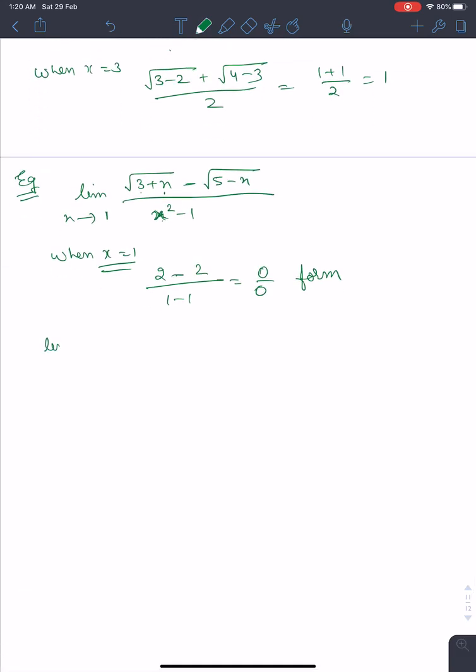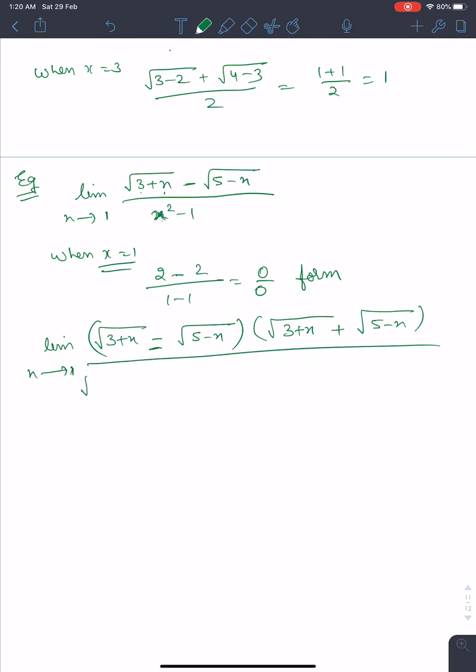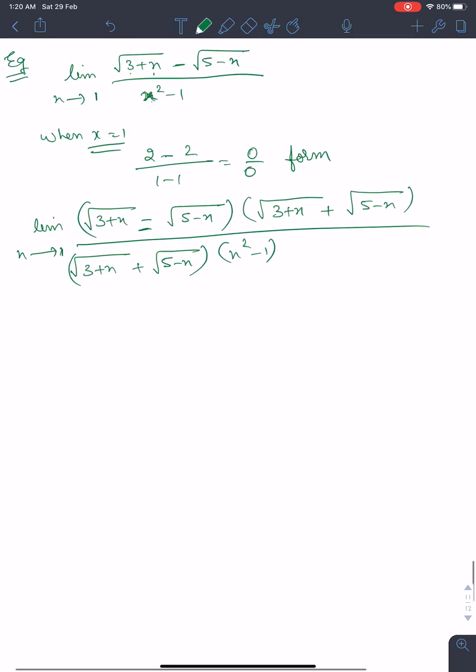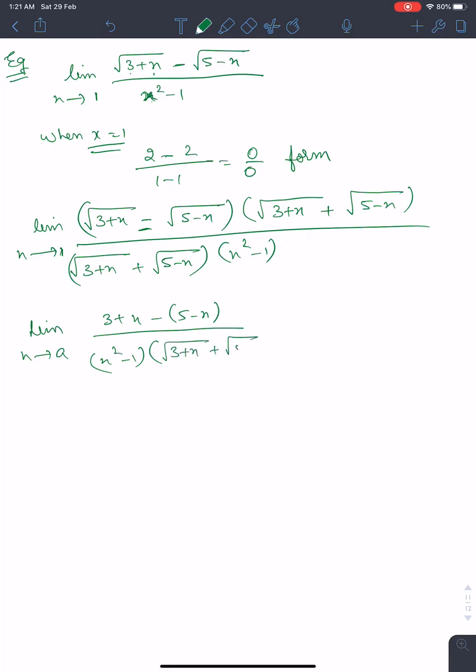Again you have to rationalize it. Rationalize means multiply with its conjugate. Root 3 plus x minus root 5 minus x, I am going to multiply with its conjugate. Root 3 plus x, minus is here, so I am going to multiply with its plus, root 5 minus x, upon root 3 plus x plus root 5 minus x, and x square minus 1 was already there. So in the numerator, a square minus b square form, which will give you 3 plus x minus 5 minus x upon (x square minus 1) into (root 3 plus x plus root 5 minus x).